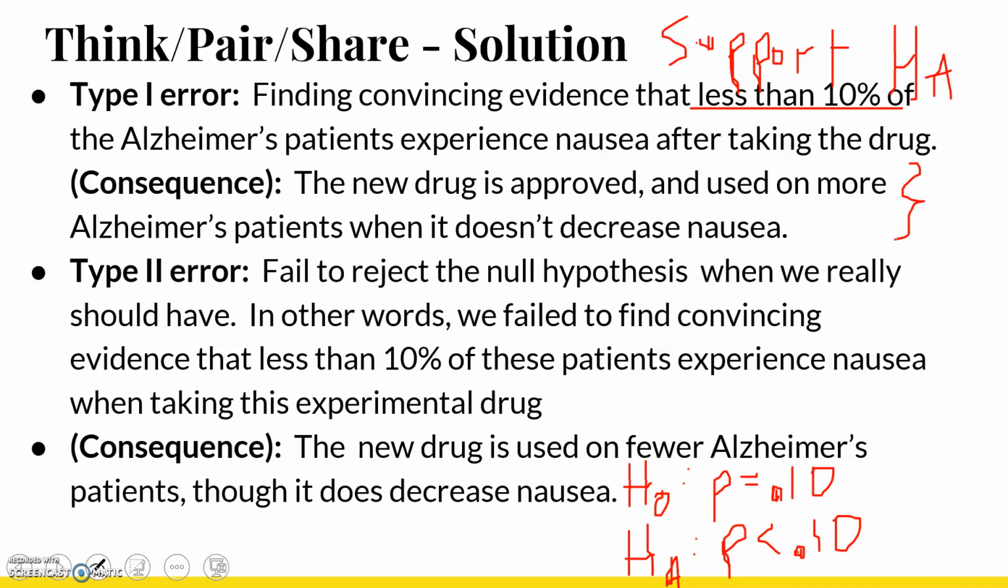All right, the type 2 error: you failed to reject the null when you really should have. In other words, you failed to find convincing evidence that this drug is working, that less than 10% of these patients are experiencing nausea when taking this drug. A consequence of that might be that the drug is not even approved, deemed not effective, and it may be used on fewer patients, though it does decrease nausea. So patients may be missing out on an effective new drug because your conclusion was incorrect.